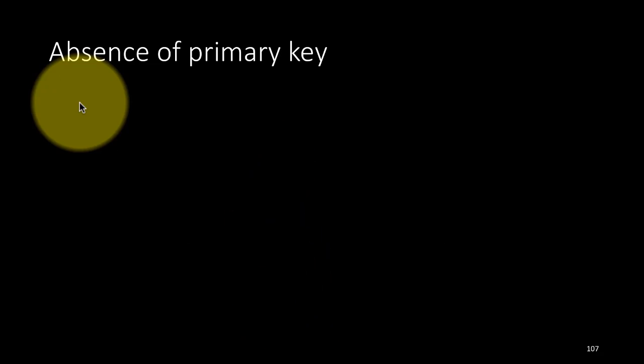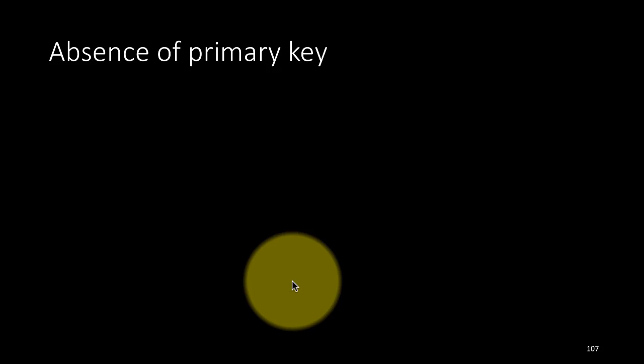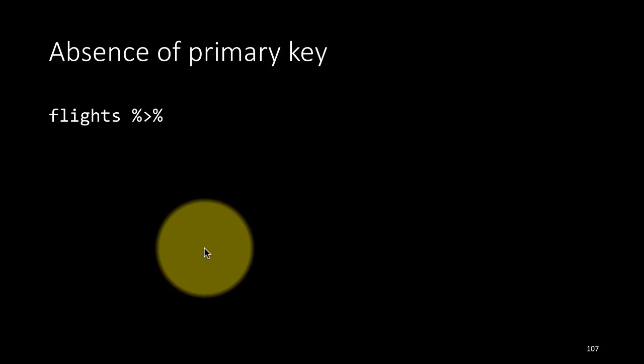Okay, of course, sometimes tables don't have a primary key. So for example, if you look at the flights table, right? The flights table has information about every single flight that took off from one of these 3 airports, right? So it's got year, month, day, etc. Okay, there's no primary key. We may think, oh, you know what?